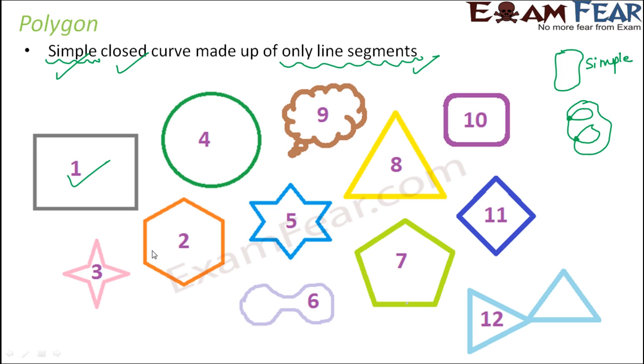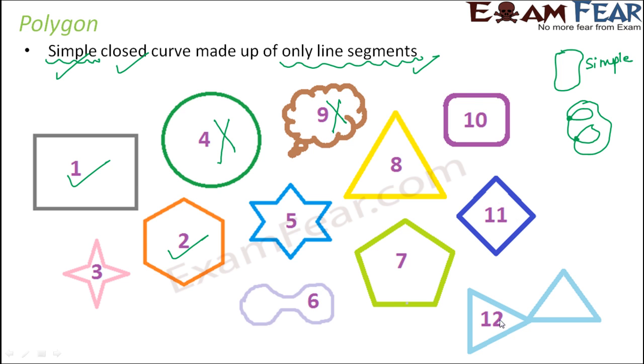Let's look at number 2. This is also a closed curve because it encloses this region inside. It is also made up of only line segments. There are 6 line segments which make this. This is also a simple curve because it doesn't intersect itself. So this is also a polygon. Let's move on to number 4. Number 4 is also closed. Is it made up of line segments? No. Since it is not made up of line segments, this is not a polygon because it doesn't satisfy one of the criteria. Let us look at number 9. In number 9 also, even though it is closed, it is not made up of line segments. So this is also not a polygon.